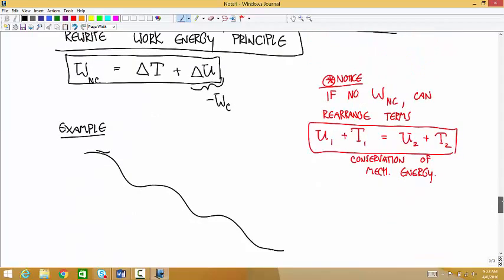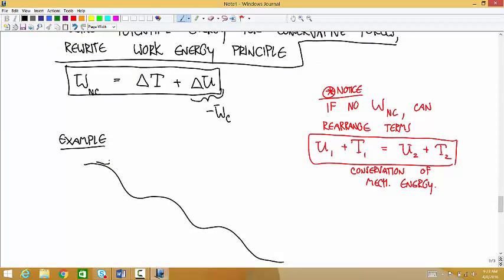All right, so let's say that we have a skier at the top of the hill. Hirsch. This is Hirsch. He's wondering if this is such a good idea. And let's say that this height is 50 meters.